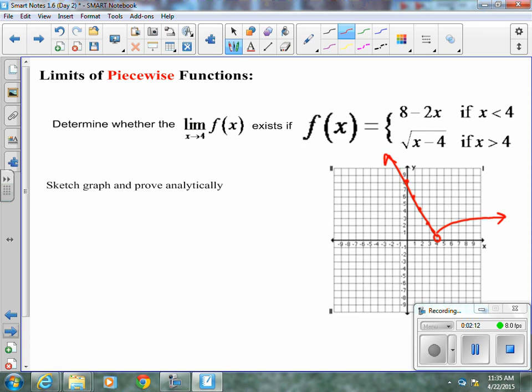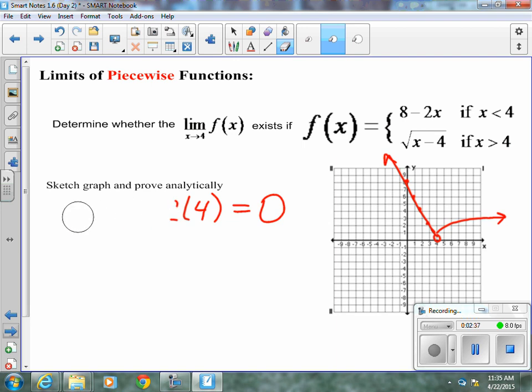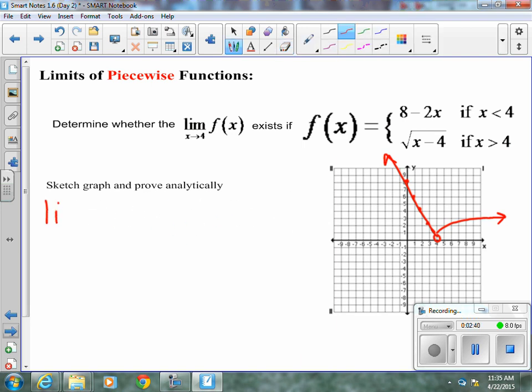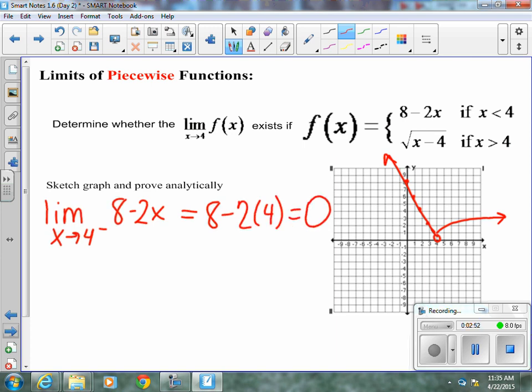Now, those are rough. Does it appear from the graph that a limit will exist? Yes. And it appears that that limit will be at 0 because they're both approaching 0 from the right and from the left. Let's check algebraically. What is f of 4 in the first function? Because that would be the left-hand limit. The limit as x approaches 4 from the left side would be of 8 minus 2x. Step 1 is solving a limit. Plug it in if that's possible, which it is, and we get 0.